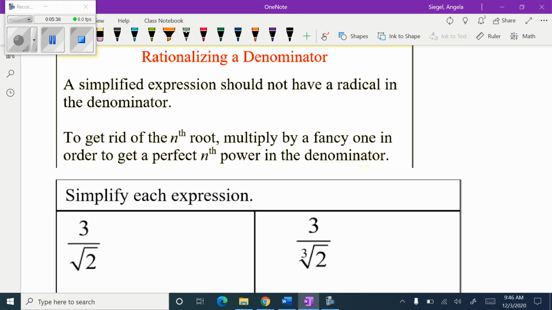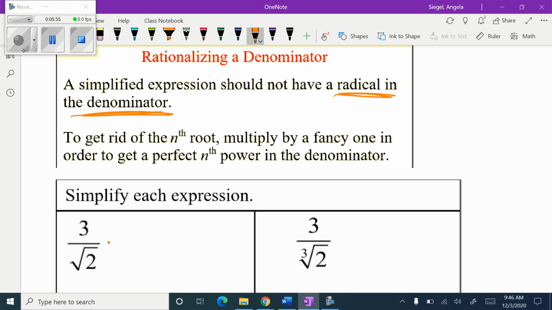Okay, now we're going to go back into the dividing part of it. So you have to rationalize the denominator. What this means is that you cannot have a radical in the denominator. And you guys, this is nothing new, so we're just going to review this.